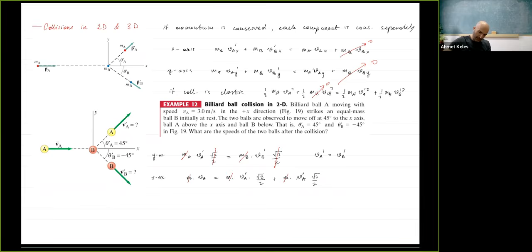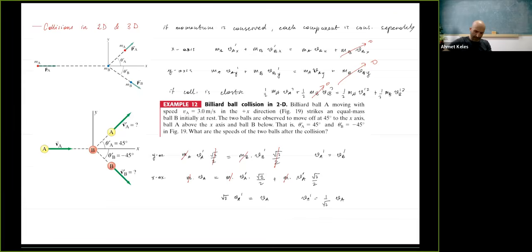What I find from here is, okay, root 2 VA prime is equal to VA, so VA prime is equal to 1 over root 2 VA. Yeah, I didn't mess up.